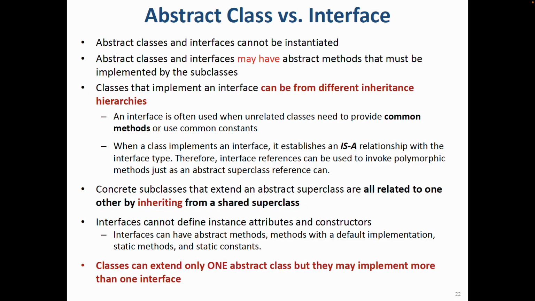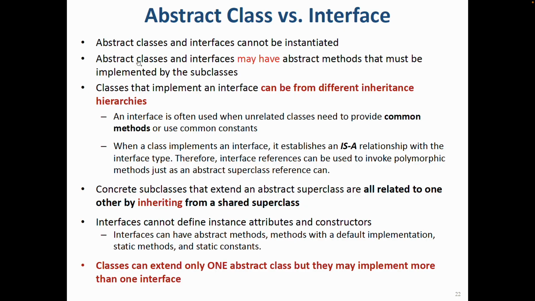So, as a summary, what are the differences between abstract classes and interfaces, or what are the common points? Well, both cannot be instantiated. What it means is I cannot create an instance of an abstract class and also of an interface. So they have this common point.